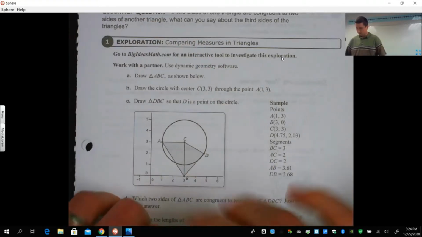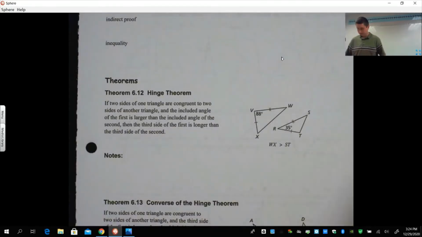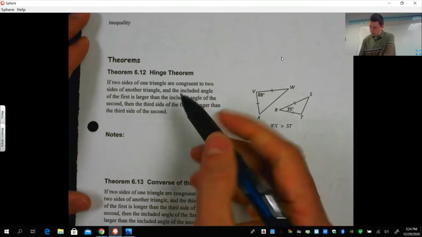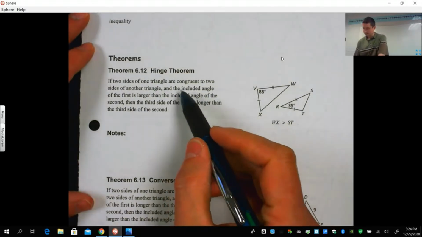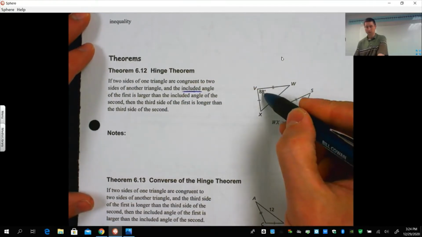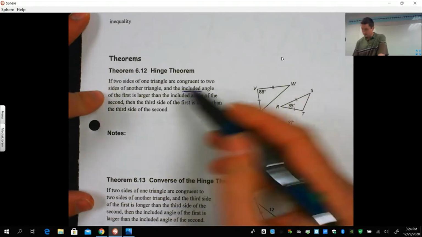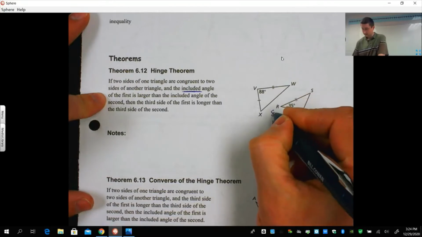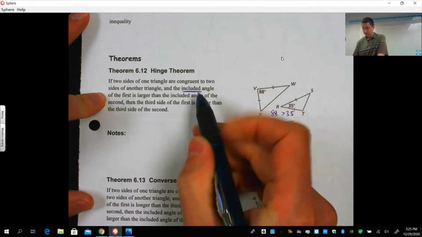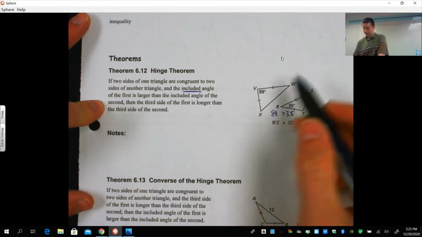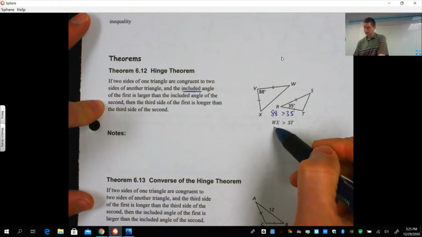So we have the hinge theorem. If two sides of one triangle are congruent to two sides of another triangle, and the included angle has to be an included angle, that means it's the one between them. So here's your two sides and the one between them. If the included angle of the first is larger than the included angle of the second, so 88 is larger than 35, then the third side of the first is longer than the third side of the second. So WX is greater than ST.